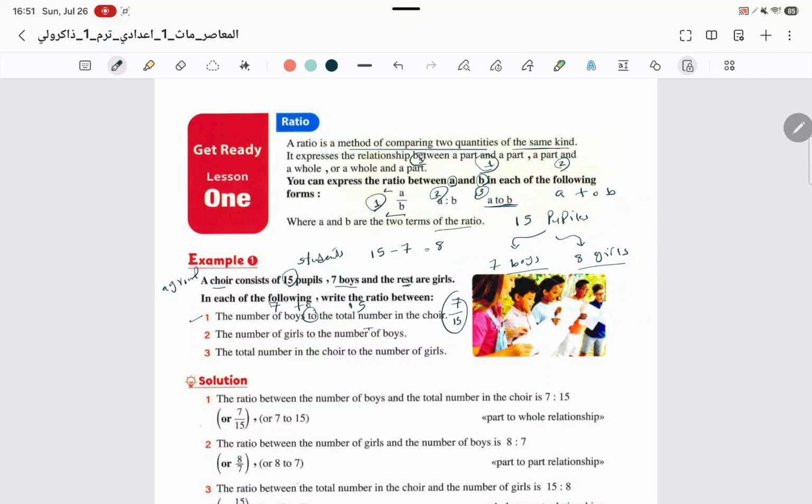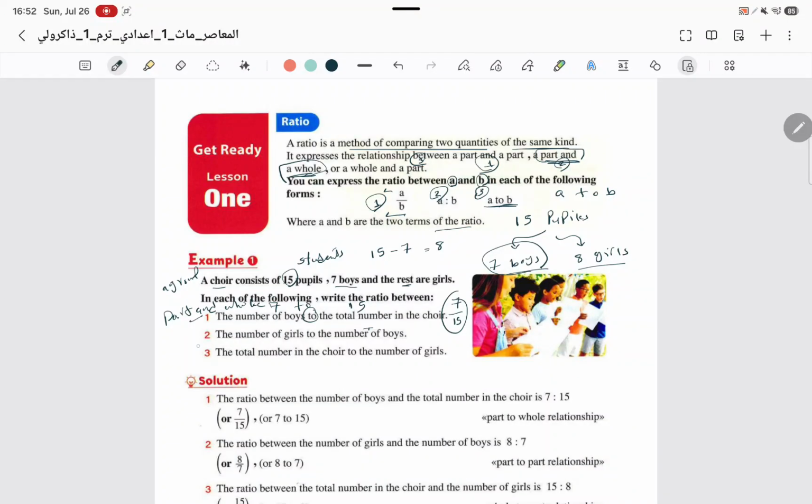What is the relationship we have in the first question? He said the number of the boys means a part, because boys is a part of the whole. The whole is pupils, 15 pupils. So 7 is a part, and the total number of the choir means the whole. So we have a relationship here which is a part and a whole, which is the second one in the definition.